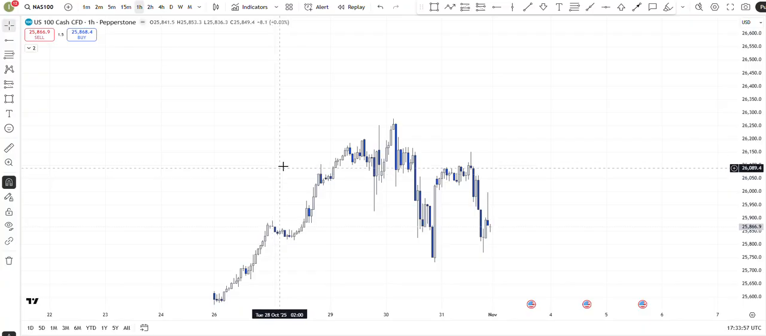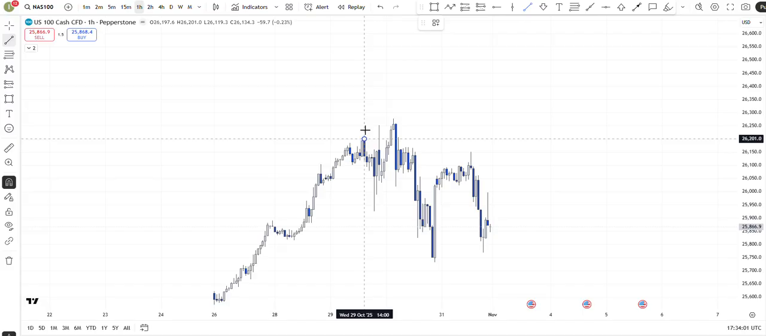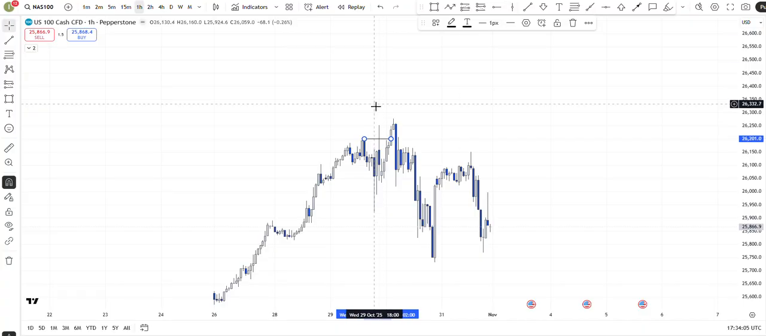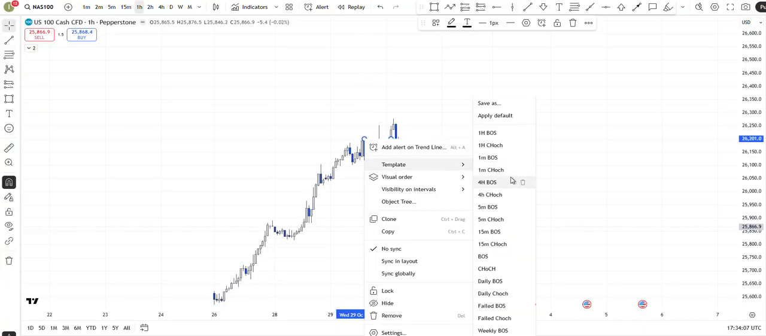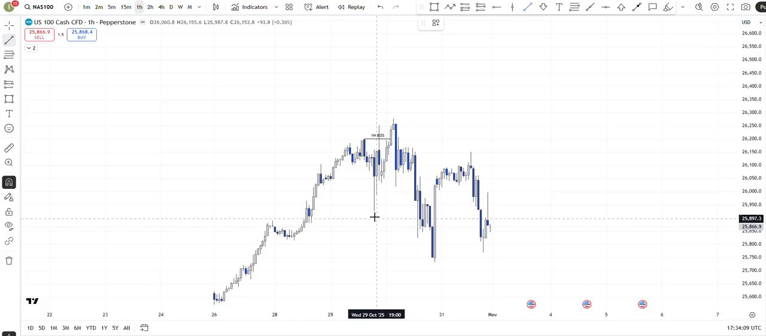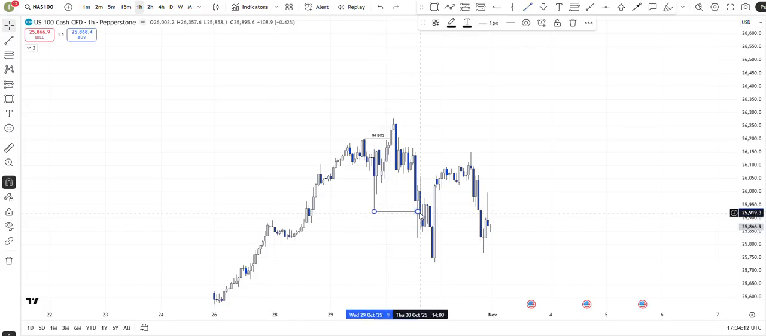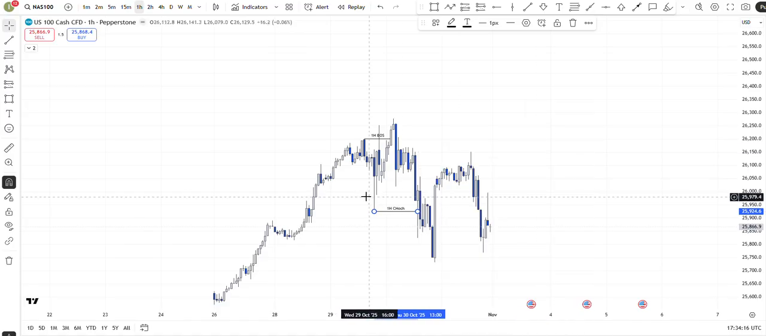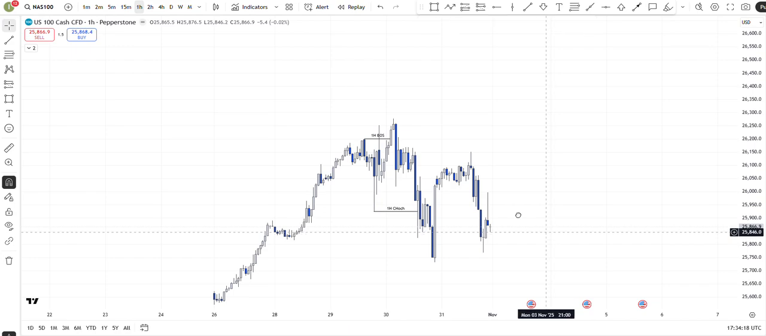And the reason I know that is because we have a change of character here. So we had a high that was violated. This is the lowest point. So this is our 1 hour break of structure. And this was the low that created the change of character out of there. So 1 hour dictated that we are now in a downtrend within this leg.